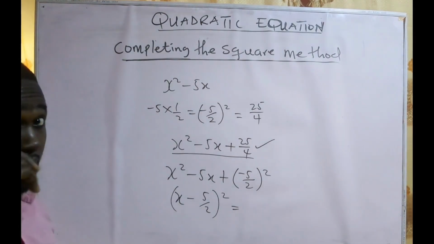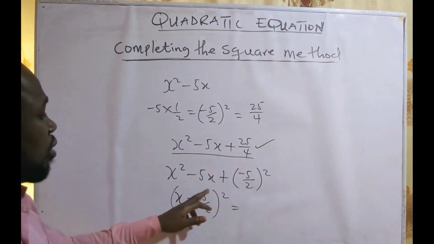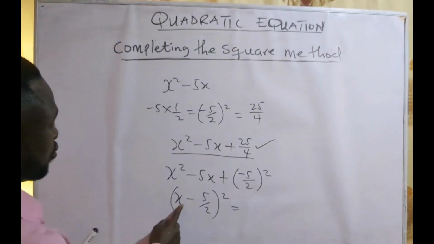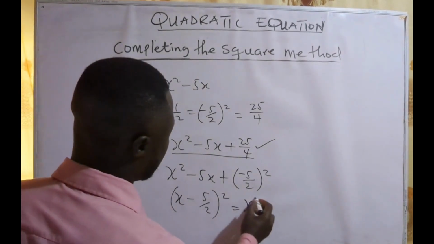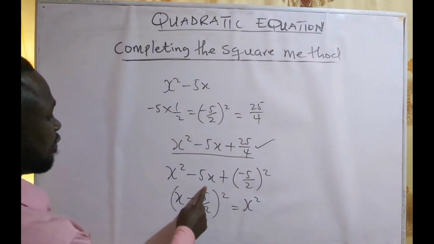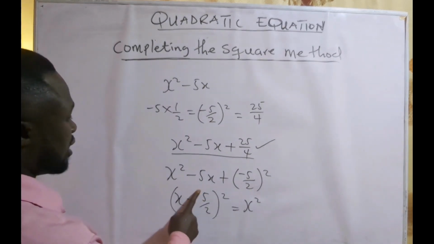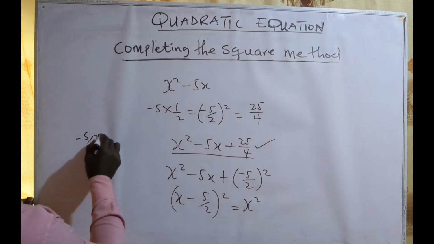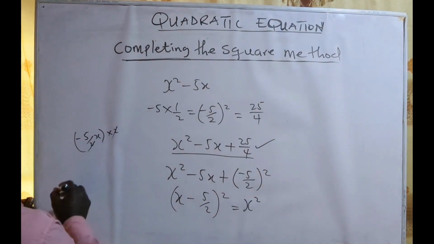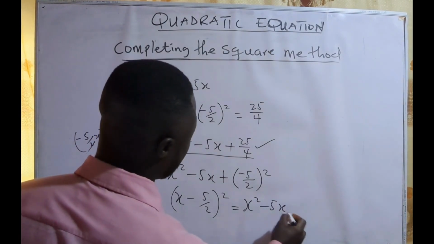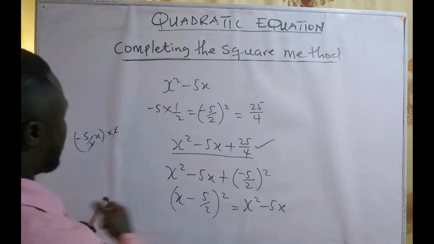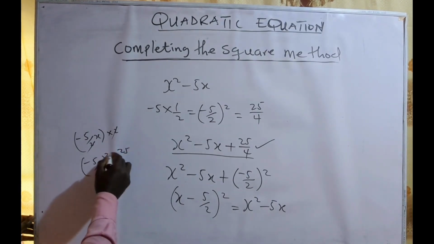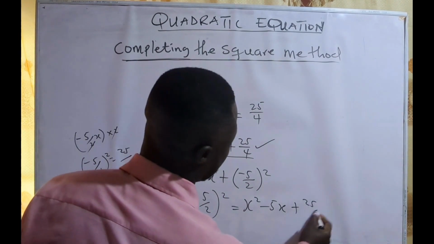And the short way to expand a binomial that is a square is that first of all you square the x here, so you have x squared. Then you multiply negative 5 over 2 by x, then you multiply by 2, so negative 5 over 2x, and 2 will cancel the 2 here, so I have negative 5x. Then you square the second term, so negative 5 over 2 all squared will give me plus 25 on 4.